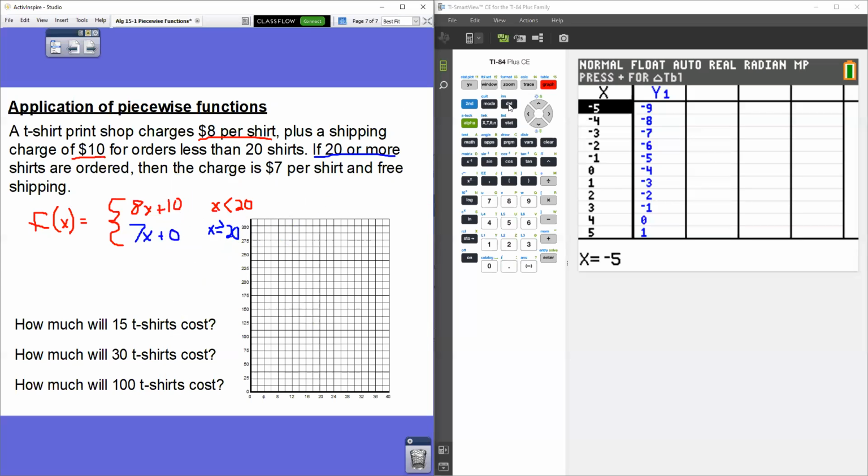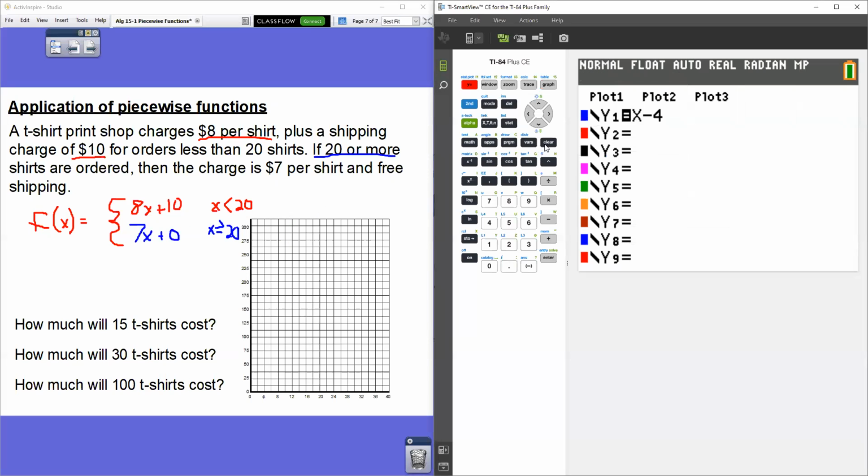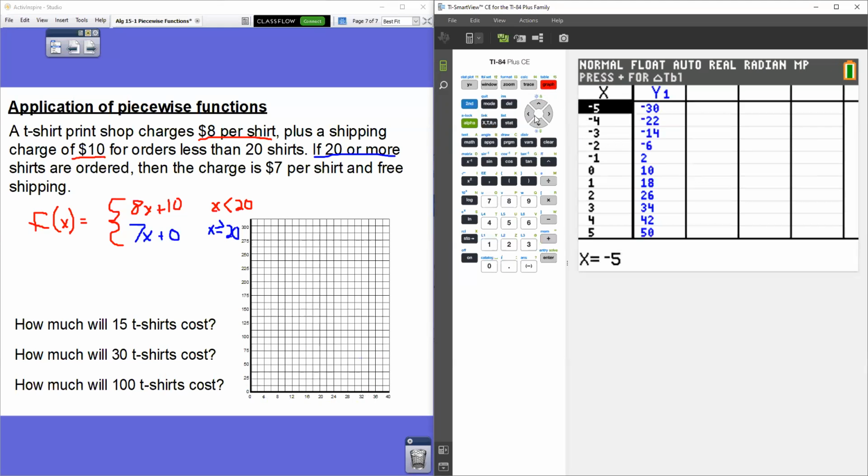So again, what you do is type these into your y equals. So we have 8x plus 10. Notice that on my graph, I don't have negatives. Why don't I have any negatives? Well, I can't order a negative number of shirts. It doesn't make sense in the context of the problem. So if I order 0 shirts, I'm going to pay $10. Now that doesn't really make any sense. You're not going to order 0 shirts. You have to order something. So we're not even going to put a dot there.